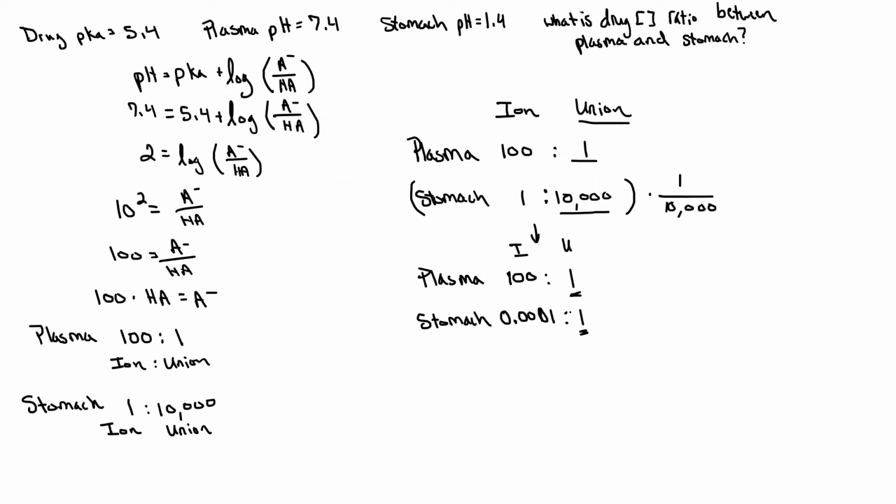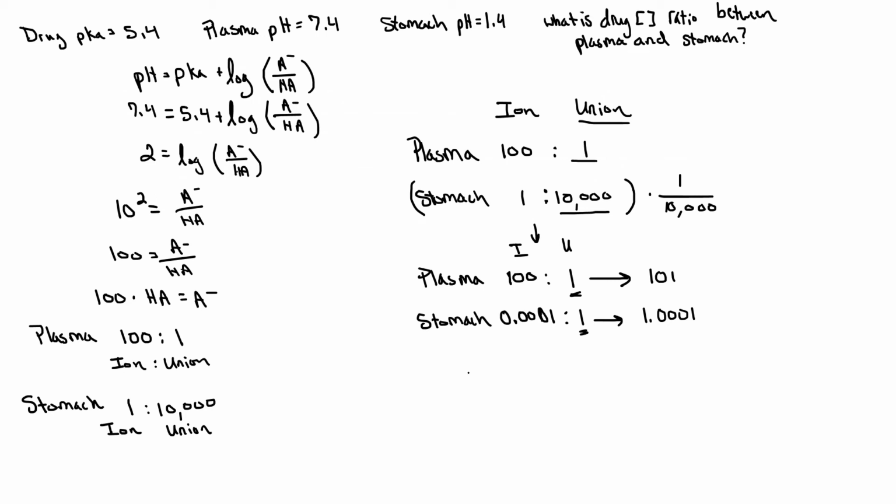Okay, so effectively I've made our unionized equal the same concentration. So if we go back to our original question that was asked, the question is asking what is the drug concentration ratio between plasma and stomach? So in order to do this, we need to know what is the total amount of drug. Now the total amount of drug is the unionized plus the ionized. So to do this, all we need to do is add up our row. So in this case, for the plasma, we have a total of 101 molecules. And in the stomach, we have a total of 1.0001 molecules.